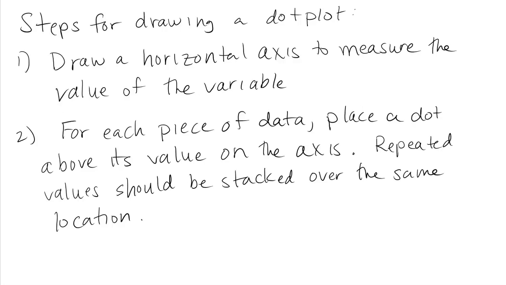There are 2 steps for drawing a dot plot. First, draw a horizontal axis to measure the value of the variable. So you're going to draw a number line where you can mark off the value of the variable. And then for each piece of data, you're just going to place a dot above its value on that number line, on the axis. If you get a repeated value, you just stack the dots vertically.